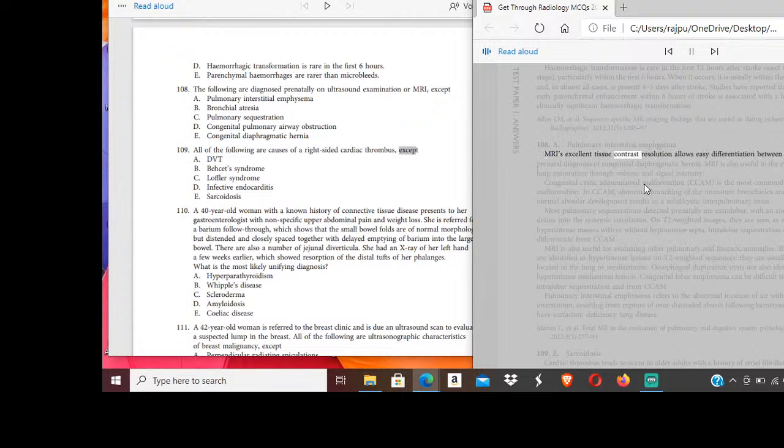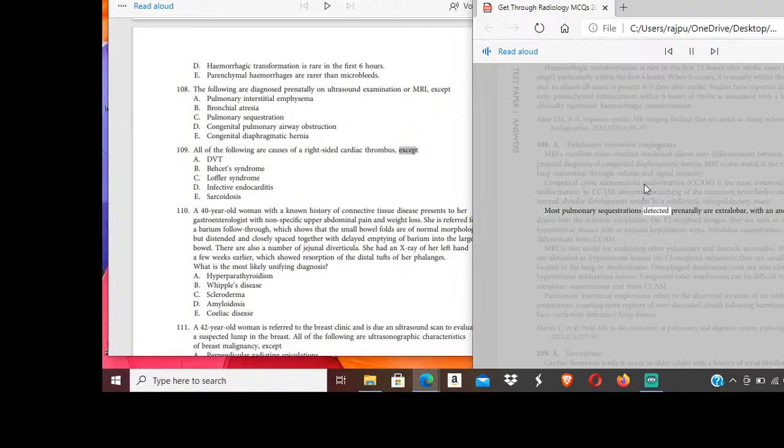Emphysema. MRI's excellent tissue contrast resolution allows easy differentiation between organs, allowing prenatal diagnosis of congenital diaphragmatic hernia. MRI is also useful in the evaluation of fetal lung maturation through volume and signal intensity. Congenital cystic adenomatoid malformation, CCAM, is the most commonly diagnosed lung malformation. In CCAM, abnormal branching of the immature bronchioles and lack of normal alveolar development results in a solid/cystic intrapulmonary mass.